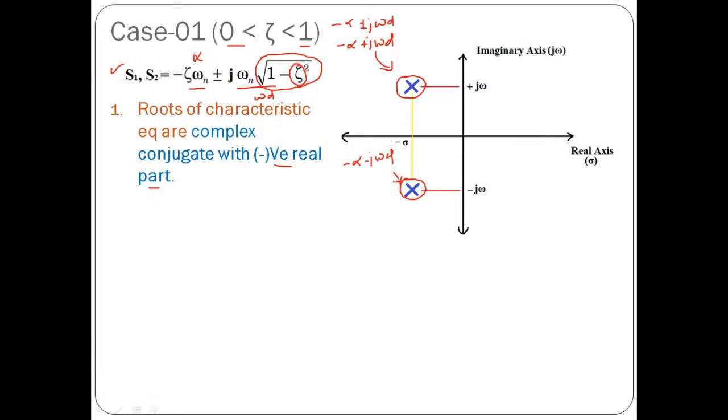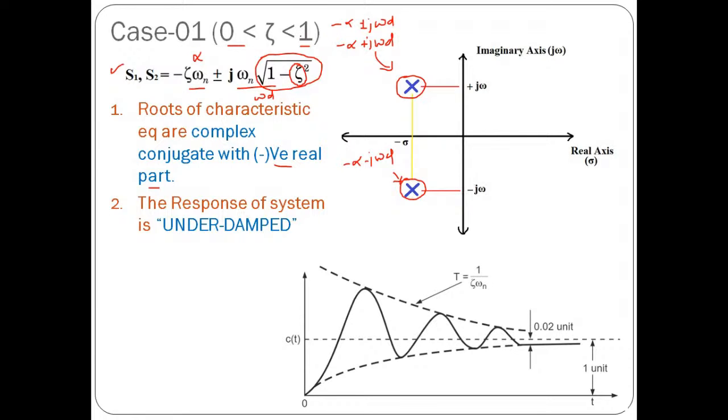I hope this point is clear to everyone. Now in this case, the response of the system is said to be underdamped. That is very important. Now why is the response underdamped? Because the value of zeta is less than 1. Hence the system is underdamped, and the response oscillation will be like this.